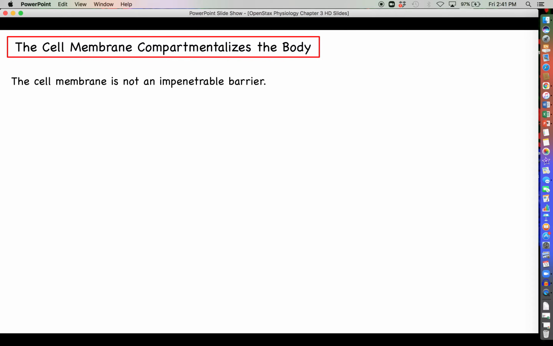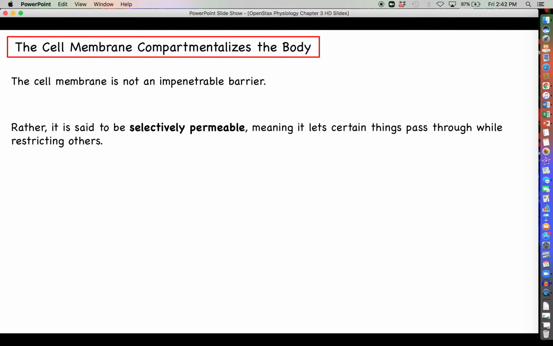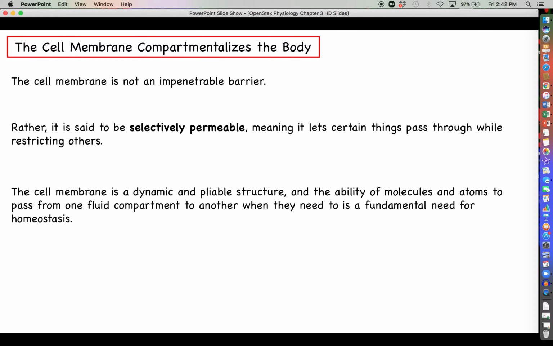Okay, so the cell membrane separates bodily fluids into two different compartments, but the thing to understand about the cell membrane is it's not like it's a concrete wall. It's not some impenetrable barrier. So the more correct way to describe it would be to say that it is selectively permeable. It lets certain things pass from compartment to compartment while restricting the passage of other things. It picks and chooses what moves from one fluid compartment to another.